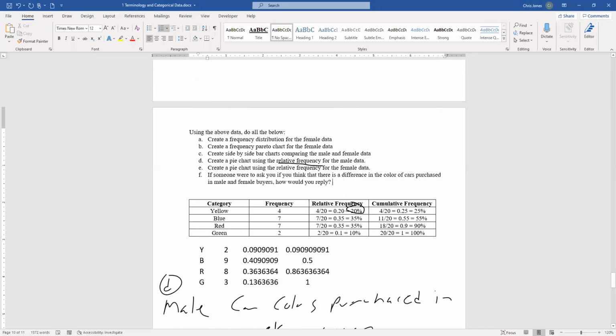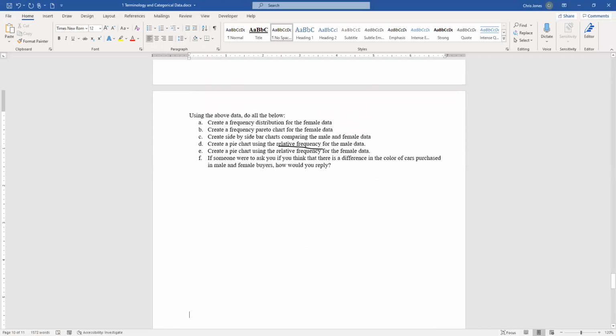All right. Now, if someone were to ask you if you think that there is a difference in the color of cars purchased in male and female buyers, how would you reply? So one thing that we noticed is the type of study that we did. This was mainly an observational study, right?